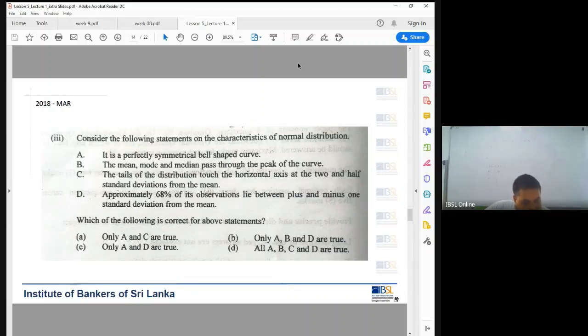Look at statement D. Approximately 68% of the observations lie between plus and minus 1 standard deviation from the mean. That's the rule that we discussed under the 68, 95, and 99.7 rule. That's also a correct statement. So apparently, we can get answer B as the correct answer, which says only A, B, and D are true. 2-mark compulsory question.